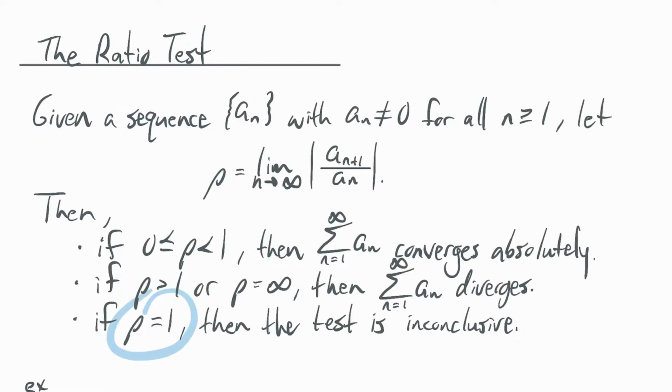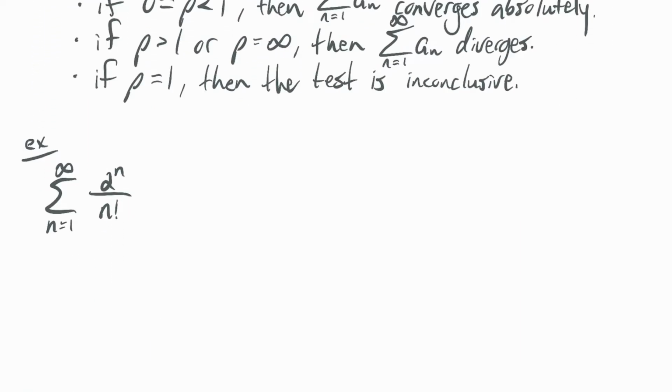If rho equals 1, then the test is inconclusive. You don't get a result. The series may be convergent or may be divergent. You don't know at that point. You have to try a different test, essentially. So let's look at our first example.